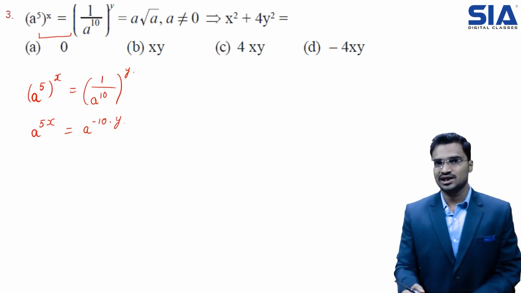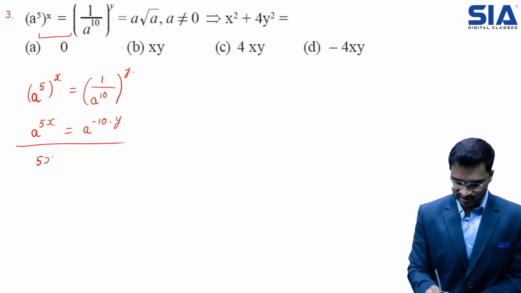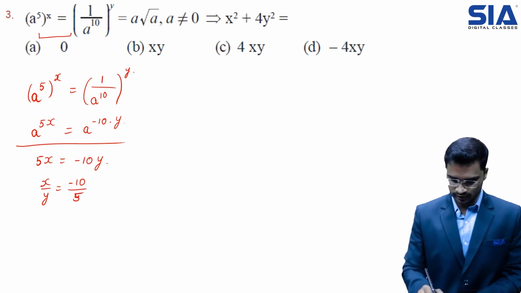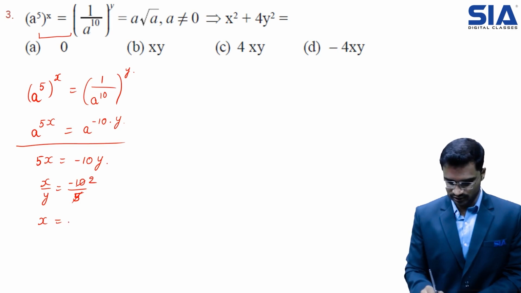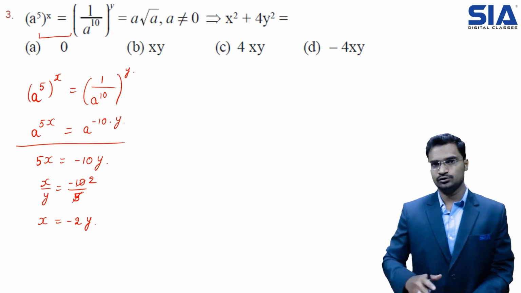Now if the bases are equal, then the powers should always be equal. 5x is equal to minus 10y. Now x upon y is equal to minus 10 upon 5. Okay, 5 ones are 5, 5 twos are 10. So x is equal to minus 2 into y.